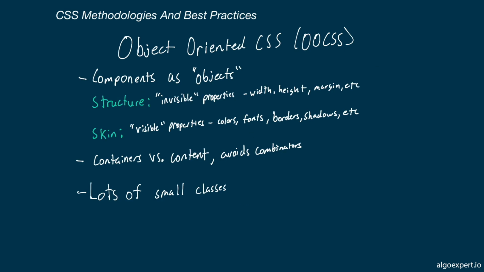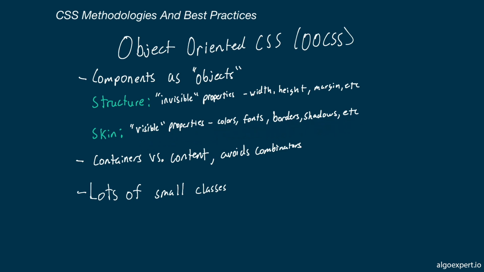Up next, we have Object-Oriented CSS, or OOCSS. This is based on the concept of object-oriented programming, and it is trying to apply that to CSS. To do so, we treat UI components as objects. Then we divide styles into two categories: structure and skin. Structure properties are the invisible properties such as width, height, and margin, while skin properties are visible, such as colors, fonts, borders, and shadows.